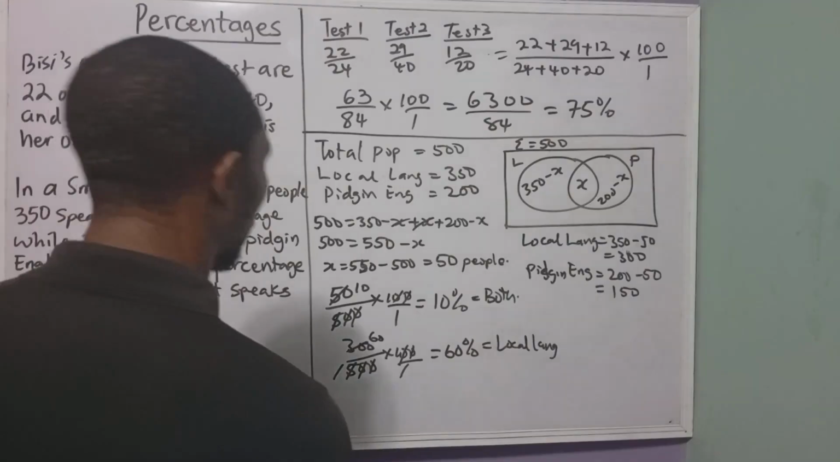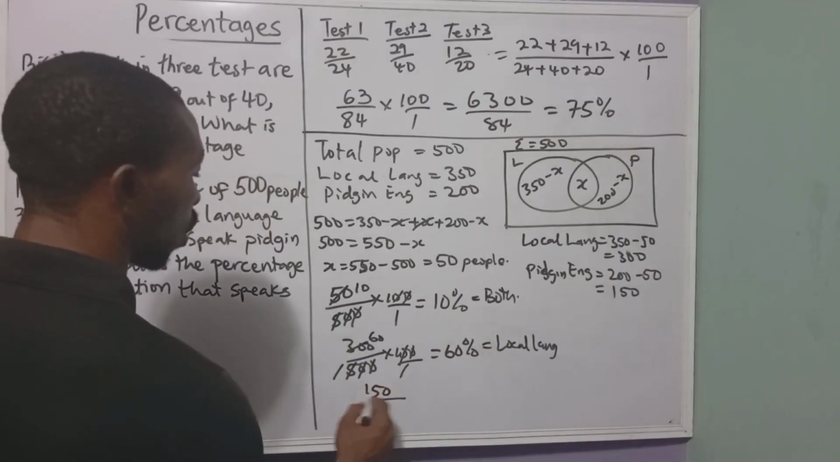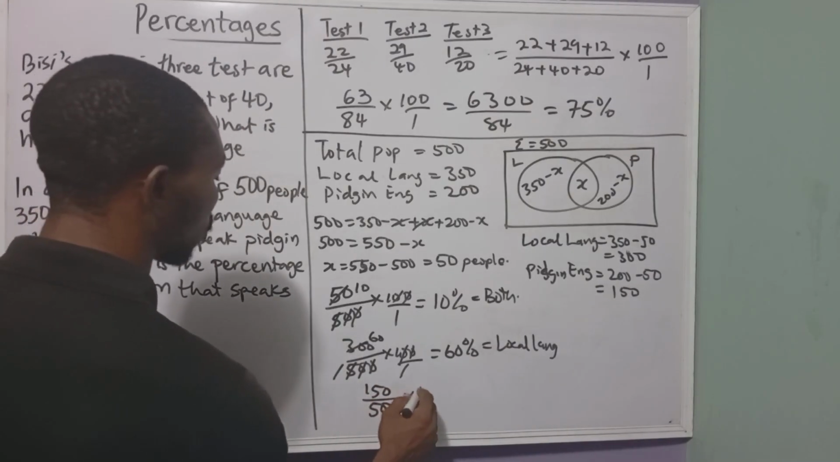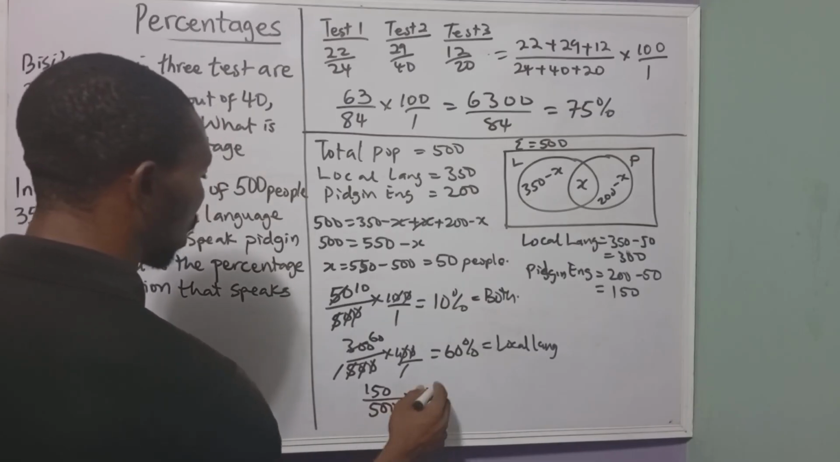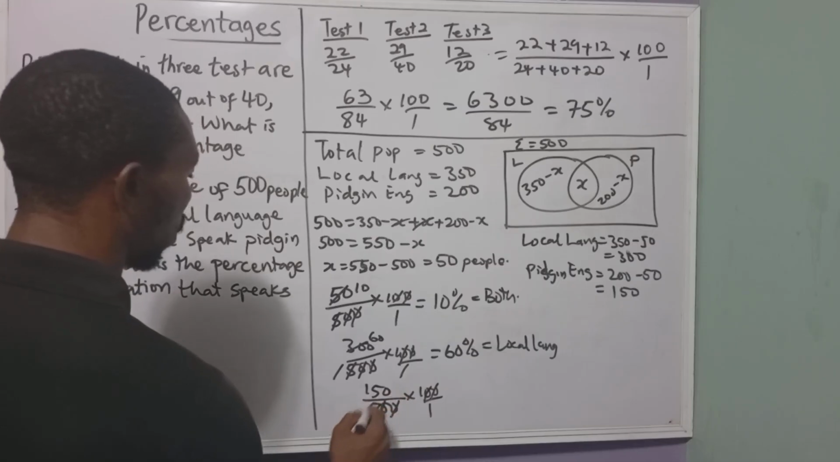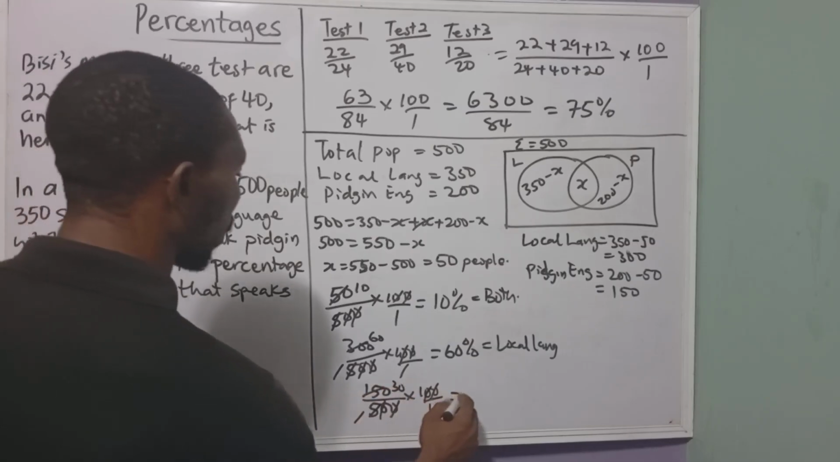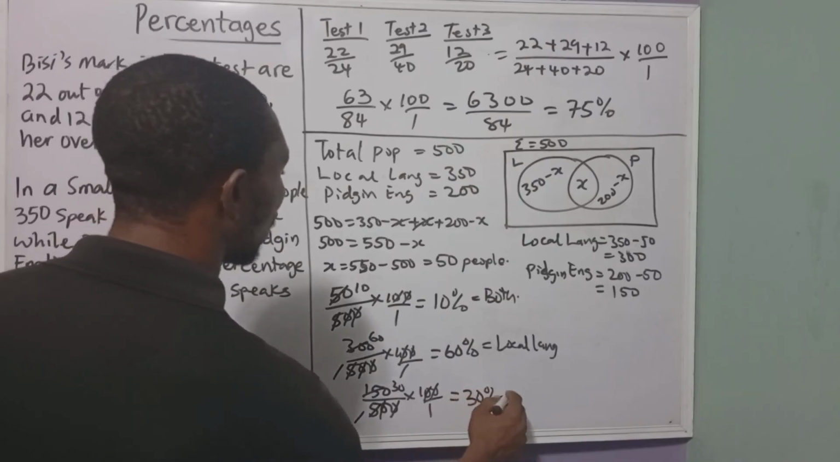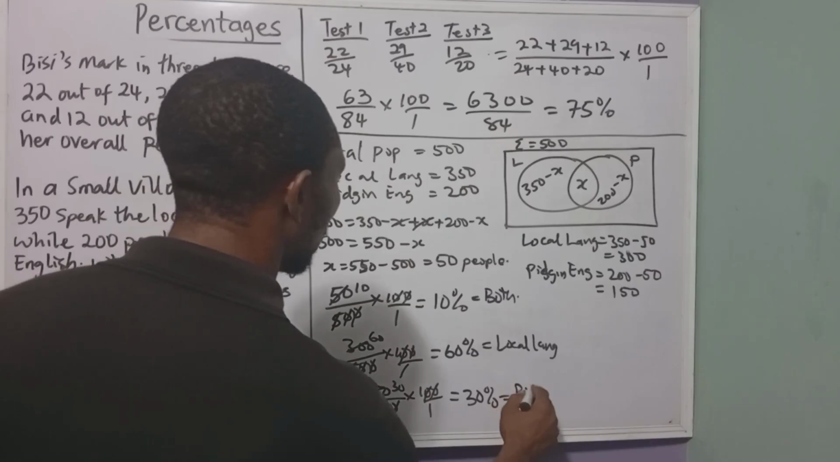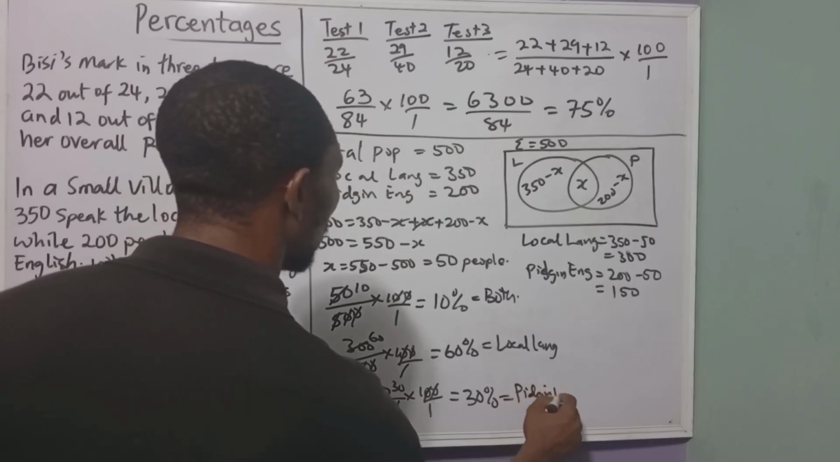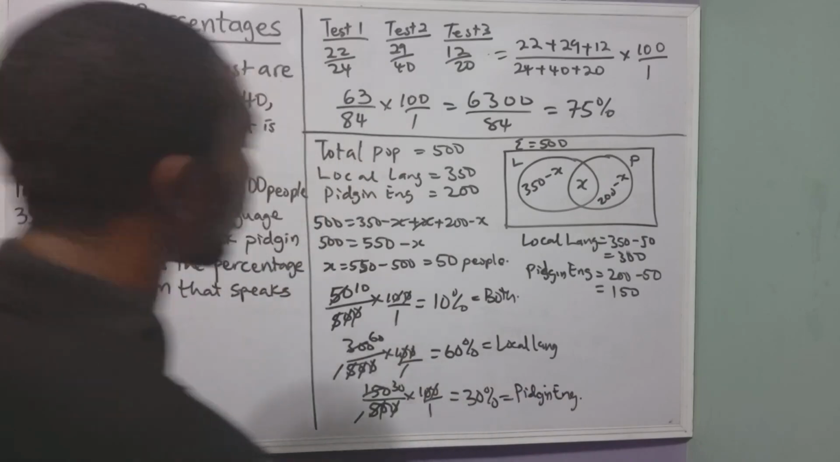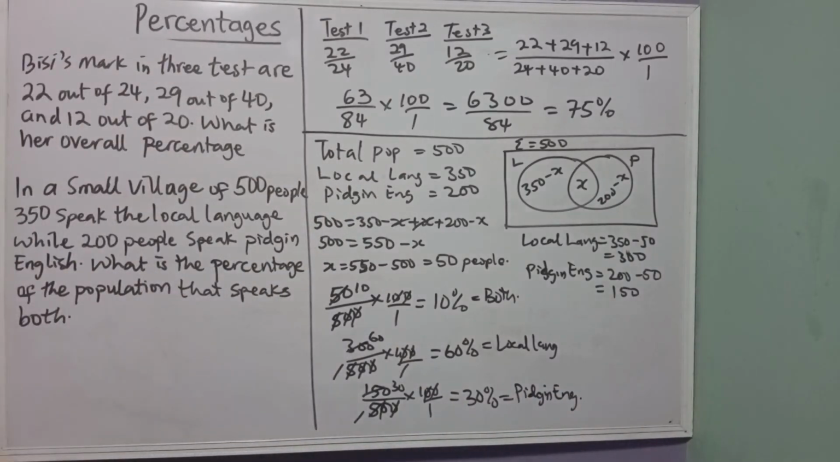Now, for those that speak Pidgin English, it will be 150 all over 500 times 100 over 1. This cancels this, this cancels this. 5 here 1, 5 here 30. So we have 30% speaking Pidgin English. So 10% speak local and Pidgin English, 60% speak the local language, and 30% speak Pidgin English.